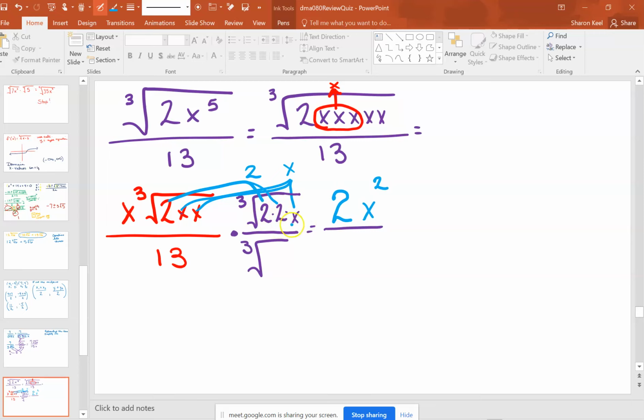What we have here, I'm going to put in the denominator. 2 times 2 is 4x. None of that can simplify because there's only one or two of those items. So my denominator is the cube root of 4x. And you're finished. That is your solution.